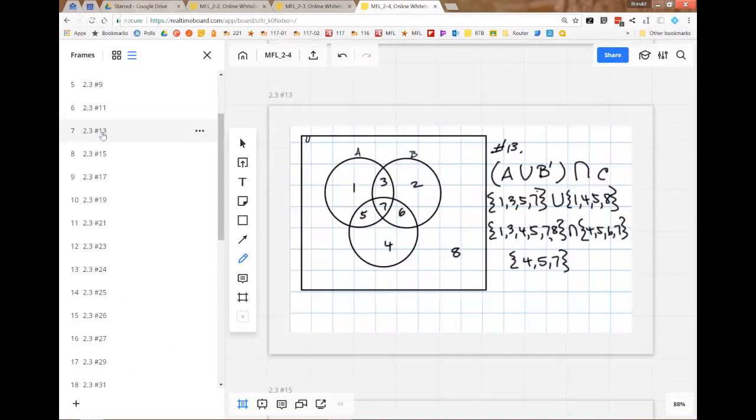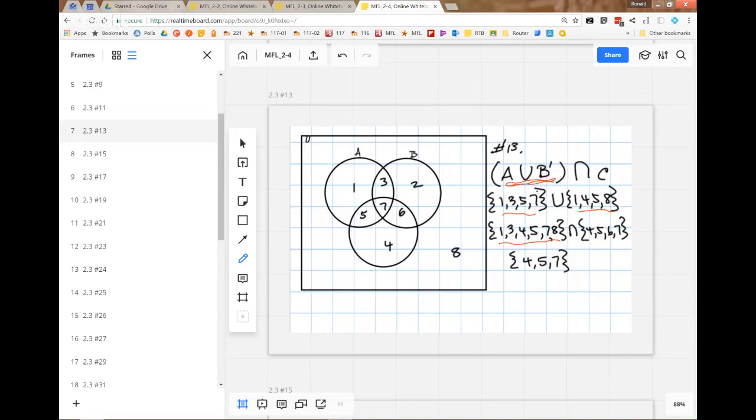So here is number 13. What's the first thing you have to do on that problem? You really have to concentrate on this part first, the A union B complement. What is B complement? Everything not in circle B. So that would be 1, 4, 5. Don't forget about 8, by the way. 1, 4, 5, 8. Now I have to unite that with A, and that gives me 1, 3, 4, 5, 7, 8.